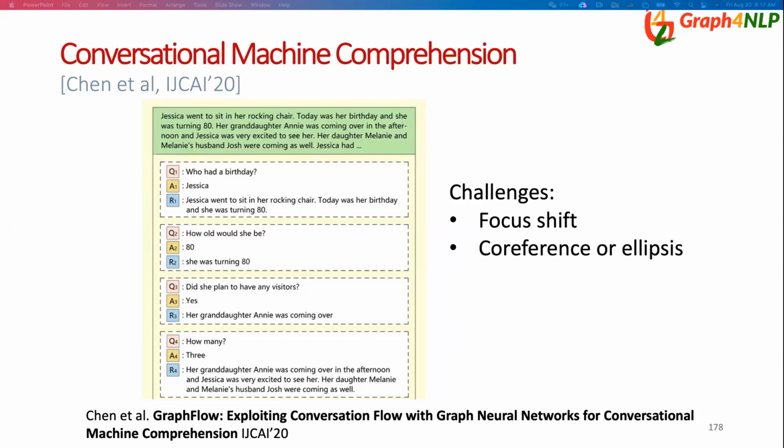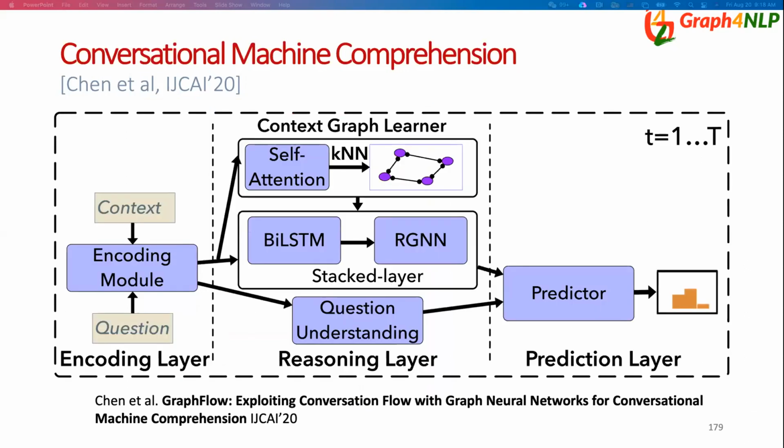There are two major challenges. First of all, the topic focus usually shifts as the conversation progresses, making it difficult to model a conversation. Also, many questions refer back to previous conversation, with co-reference or ellipsis. Therefore, without fully utilizing conversational history, one cannot really correctly understand a question and find an answer. So we need to address both of these challenges.